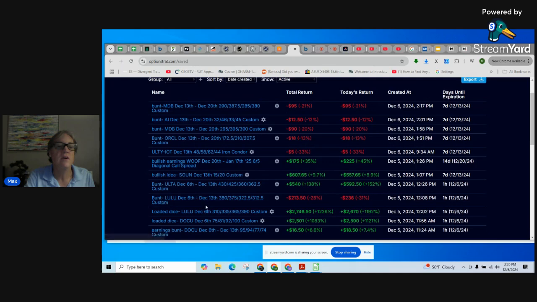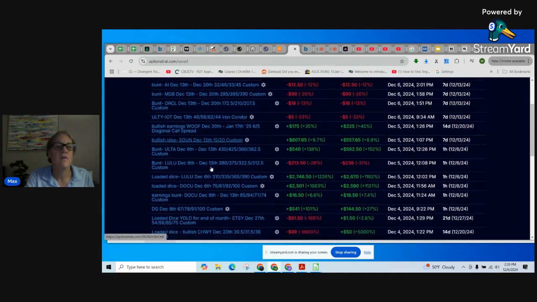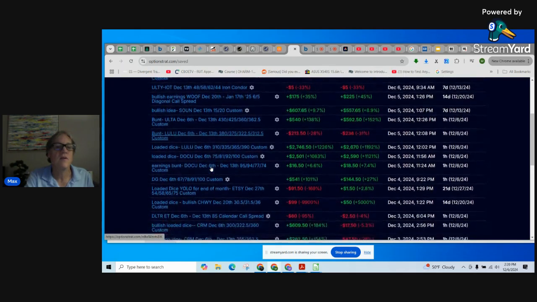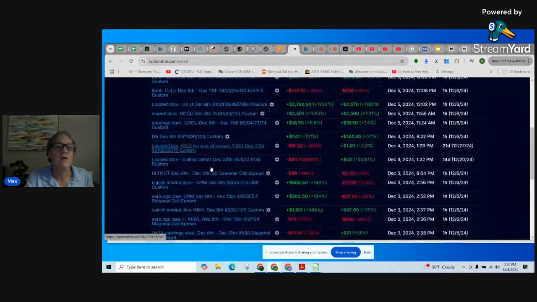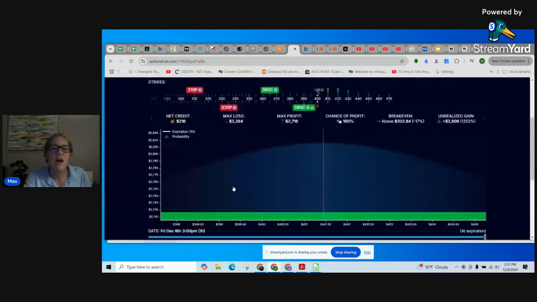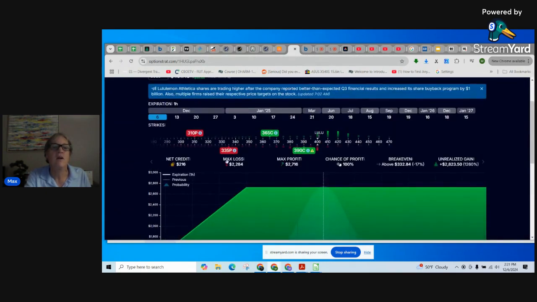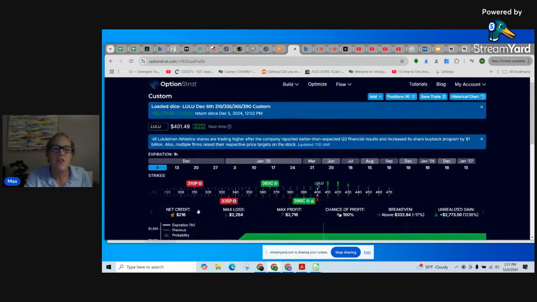Alta bunt, it's in here somewhere. Maybe I didn't do an Alta. Well, here's a loaded dice in Lulu, which is trading in the 300s, and it was super expensive to put on. Yeah, it made $2,700. That's great, but it also tied up $2,200. So that's good. It made its money back, but these tie up a lot of money.